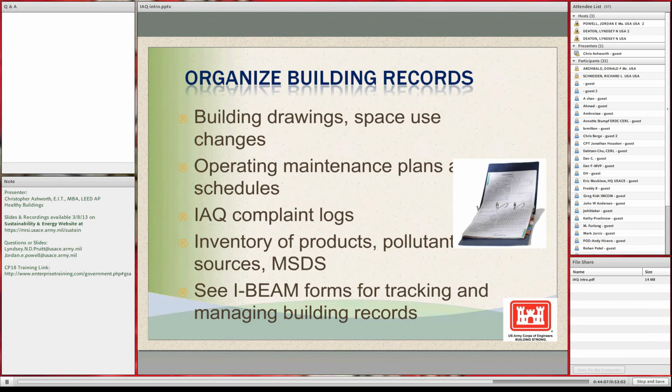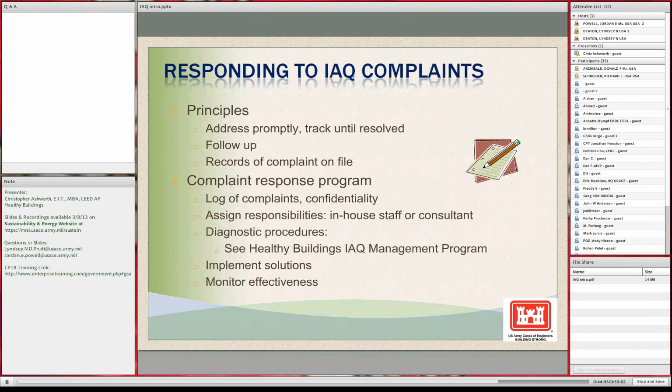And speaking of that, organizing the building records. There's various computer programs out there. I mean, I have a picture of a binder, but there's various computer programs that can manage these. And there are forms that are free that we have through the EPA and through I-BEAM that are designed to track these issues, track complaints, and operating maintenance plans and schedules. They're just basic charts that if you fill them in and manage them, it's amazing what you can accomplish and see trends throughout the building's lifetime.